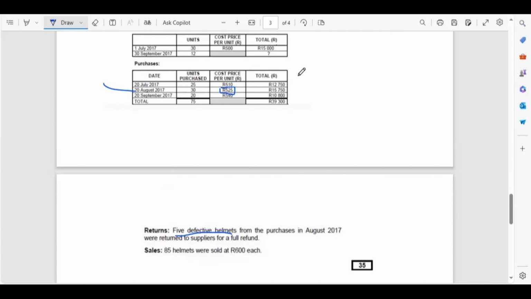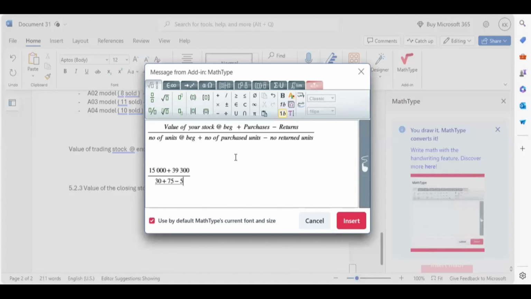So to get the value of those returned, we're going to say 5 multiplied by 525. Now punching this into your calculator, you would get an amount of 2,625.